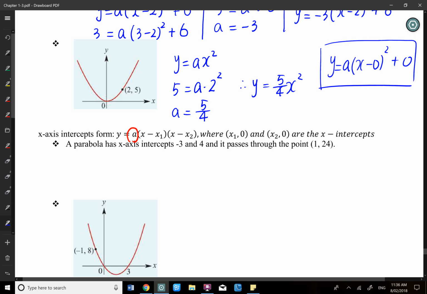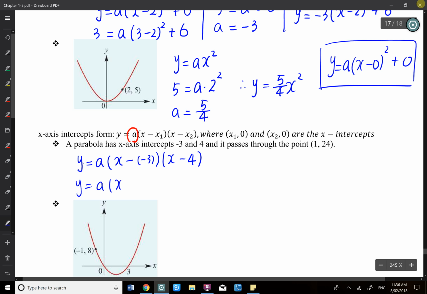Okay, for the next one. X intercept form is y equals a times x minus one intercept times x minus another intercept. That's the factorized form. So a quadratic has x intercepts at -3 and 4. It also passes through the point (1, 24). So x1 and x2 are -3 and 4. What we can write is y equals a(x minus -3)(x minus 4), minus the x intercept. That's y equals a(x + 3)(x - 4).